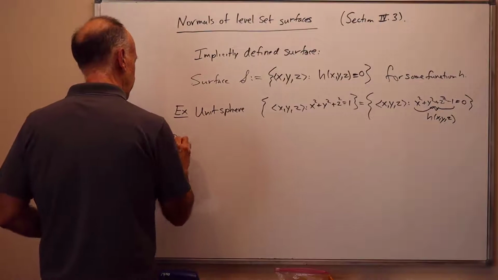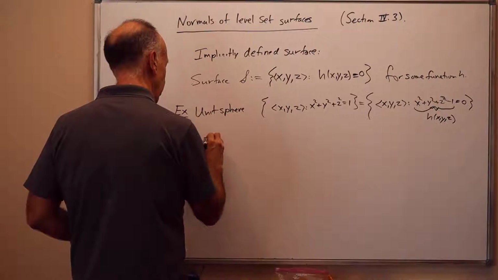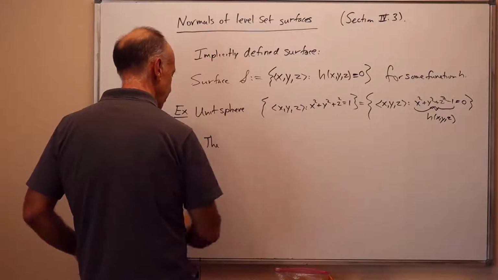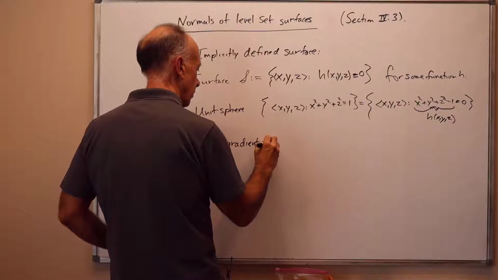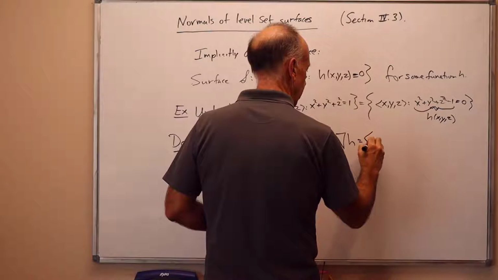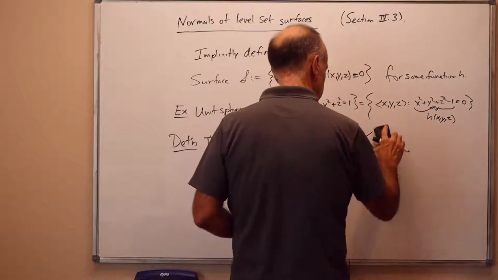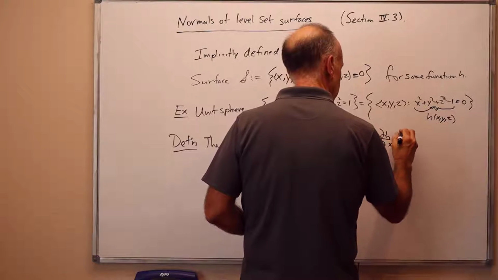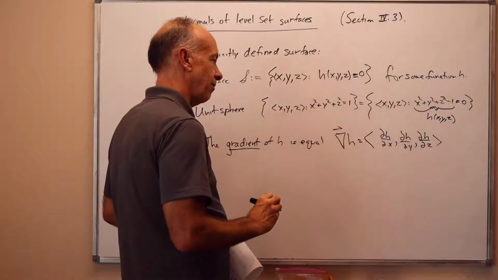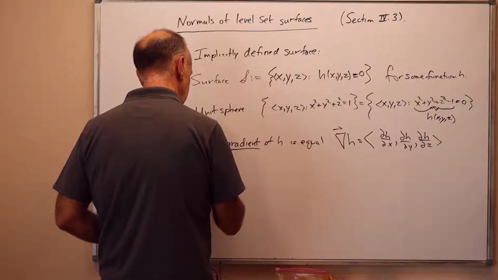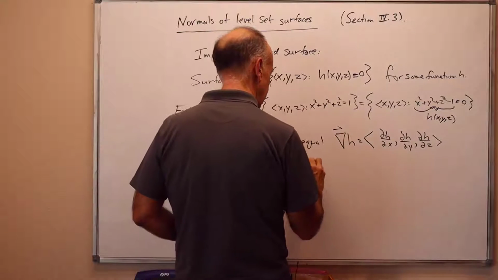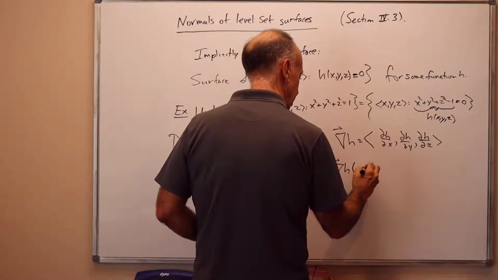So for this, we have a very simple formula from multivariable calculus. Let me recall a definition for you. The gradient of h is equal to the partial of h with respect to x, partial of h with respect to y, partial of h with respect to z. So the gradient is a vector valued thing, and it's a function of x, y, and z. Gradient h is vector valued, and strictly speaking it takes x, y, and z as arguments. Gradient h is gradient h of x, y, and z.